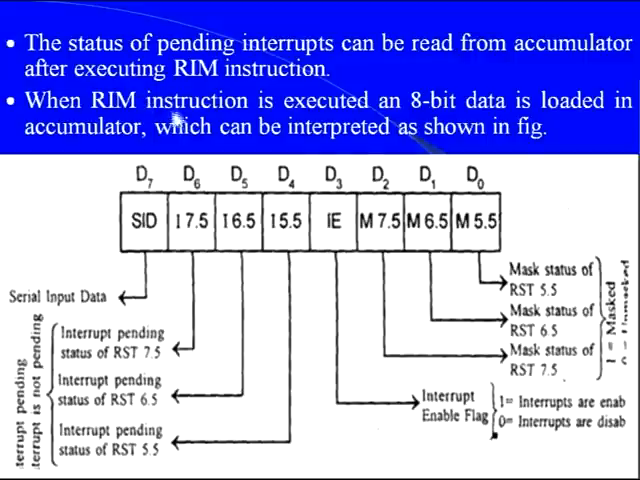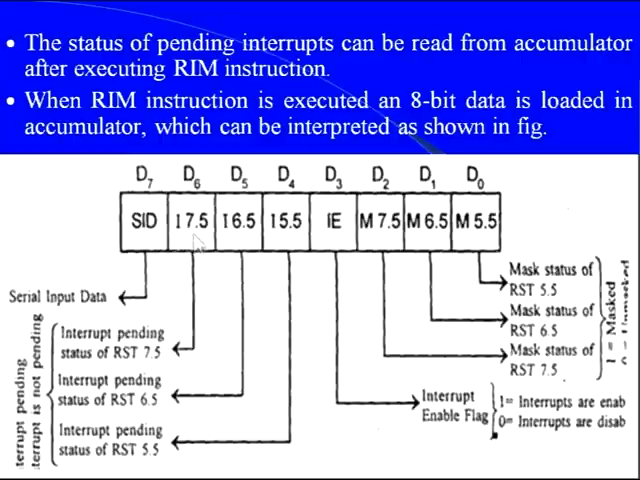If you execute the RIM, the accumulator will be loaded with these contents, which are shown in the figure, D0 to D7, and based on that data we can come to a conclusion. Bit D7 is called serial input data. Externally you can set this pin value as 1 or 0. If you use a pulse generator and connect it to SID, the 4th pin of the microprocessor, and press the pulse, then whenever you execute RIM, the status of the pulse is stored in D7, either 0 or 1.